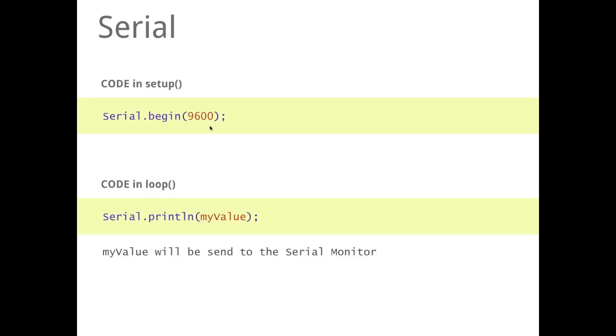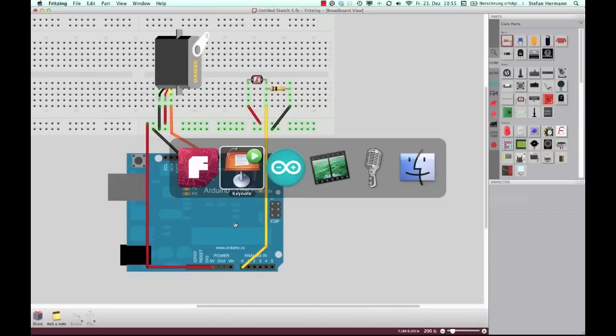We need this in the setup, this Serial.begin, and then this number here is called a baud rate. It is a connection speed, and there are standard speeds. 9600 is a very slow one. And in our loop, we can now say Serial.println and then a value, something like a variable. So let's go to the Arduino software here.